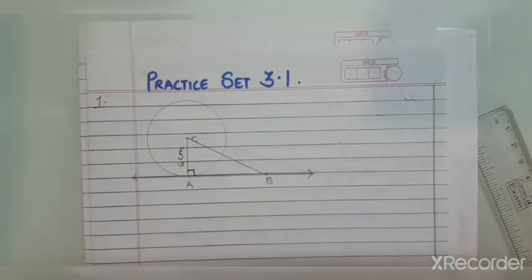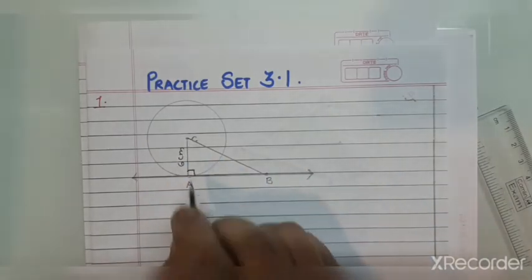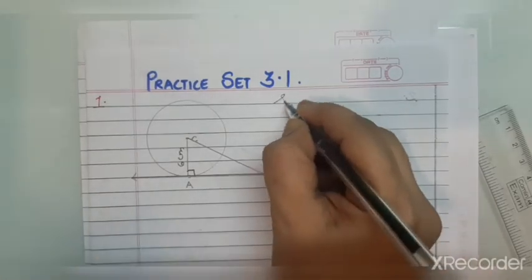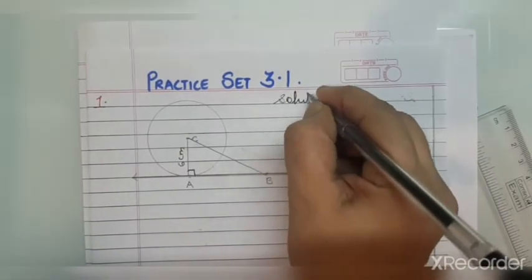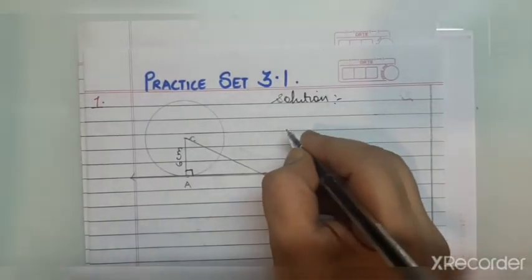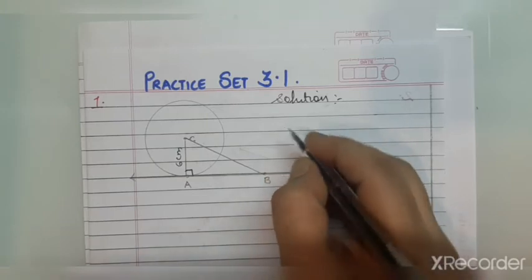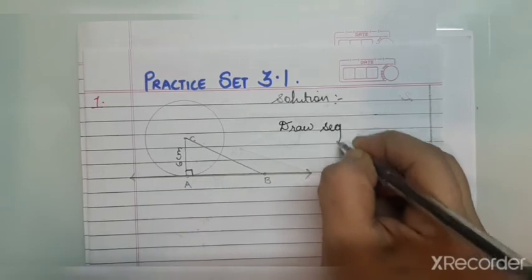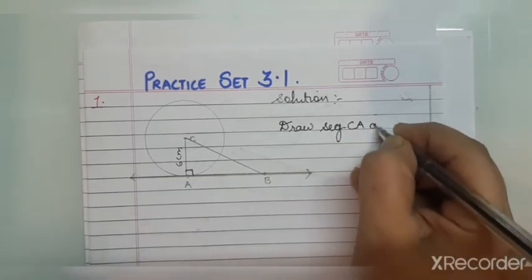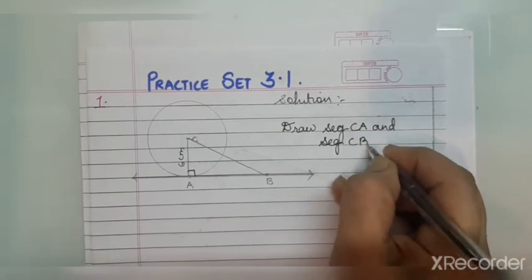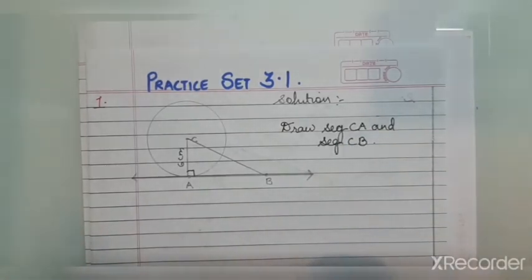Okay. So we begin with the sum. Before that, we will write what we have joined because CA and CB was not given. So we will mention here first, solution. We'll mention here that we have to draw segment CA and segment CB. Okay, and now we'll begin with our answer.